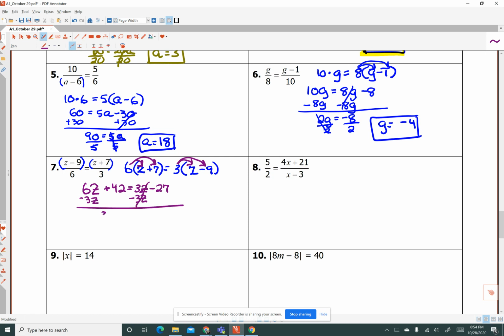And we end up with 3Z plus 42 equals negative 27. And now we'll subtract 42 from each side. And 3Z will equal negative 69. And then when we divide both sides of the equation by 3, Z equals negative 23.